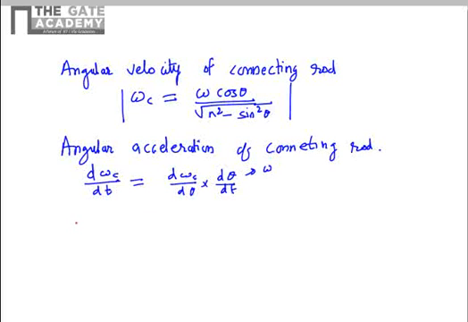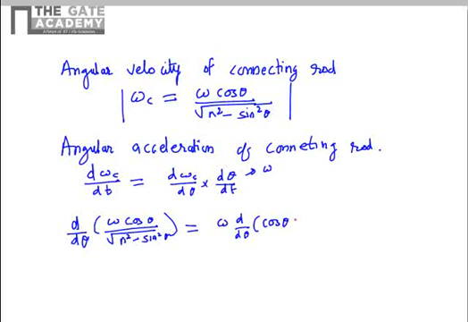So we have to determine d omega c by d theta. So we'll get this quantity d by d theta and substitute the value omega cos theta divided by n square minus sine square theta. We will take this differentiation. This will be equal to, omega will come outside as a constant, d by d theta of cos theta times n square minus sine square theta to the power half.